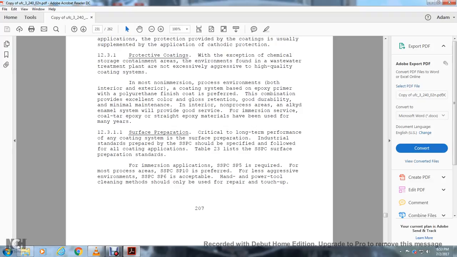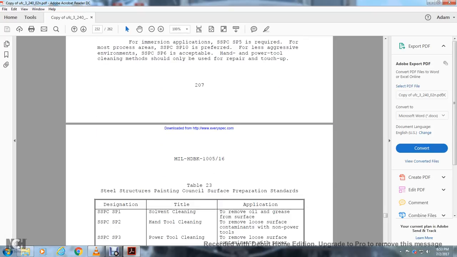12.3.1.1 Surface preparation is critical to the long-term performance of the coating system. The surface preparation industrial standards prepared by the SSPC should be specified for all coating applications. Table 23 lists the SSPC surface preparation standards. For immersion applications, SSPC SP5 is required for most process areas. SSPC SP10 is preferred for less aggressive environments, and SP6 is acceptable. Hand and power tool cleaning methods should only be used for repair and touch-up.